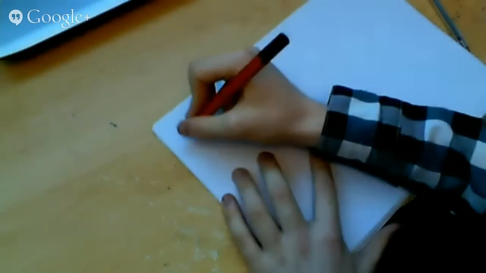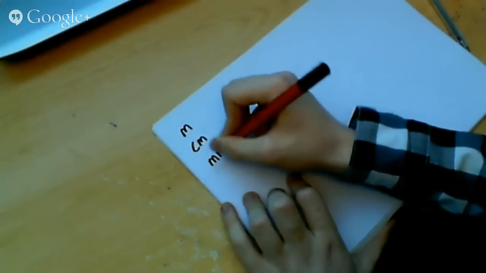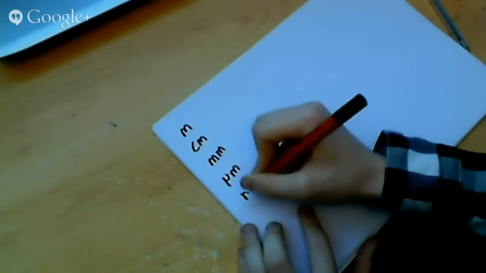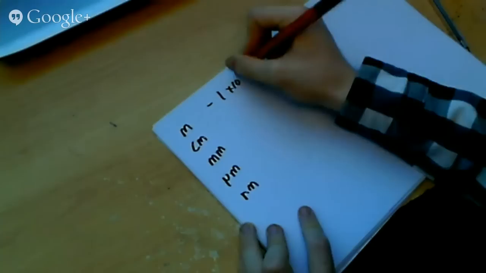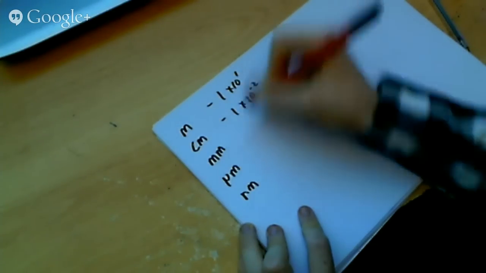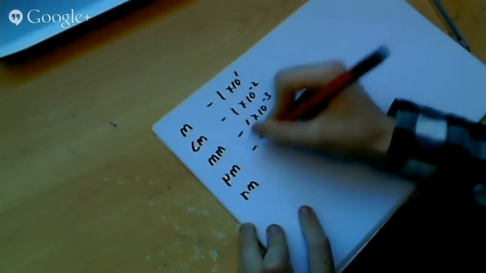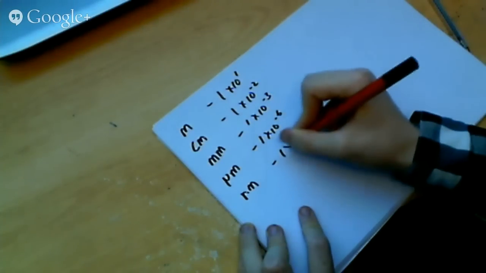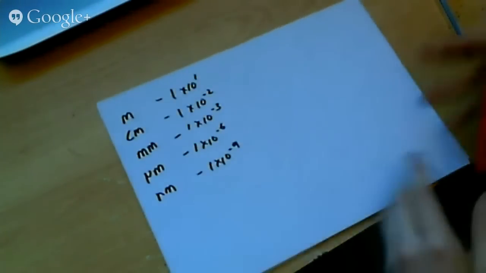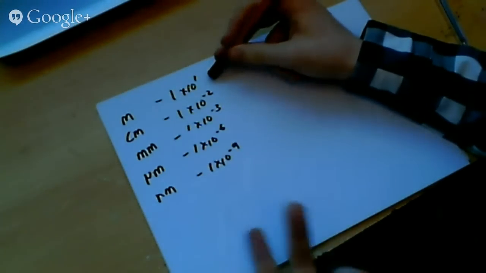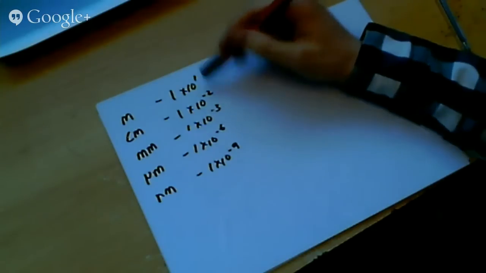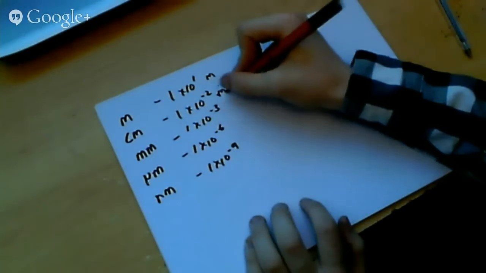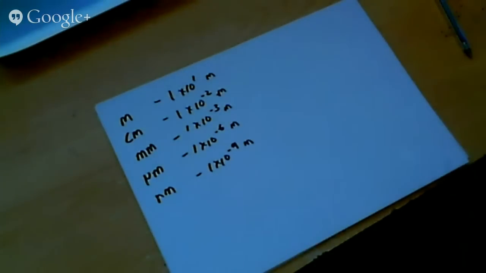How do we convert meters into the smaller units? Right. A meter is a meter. A centimeter is 1 times 10 to the minus 2 meters. Millimeters is 1 times 10 to the minus 3 meters. Micrometers is 1 times 10 to the minus 6 meters. And nanometers is 1 times 10 to the minus 9 meters.